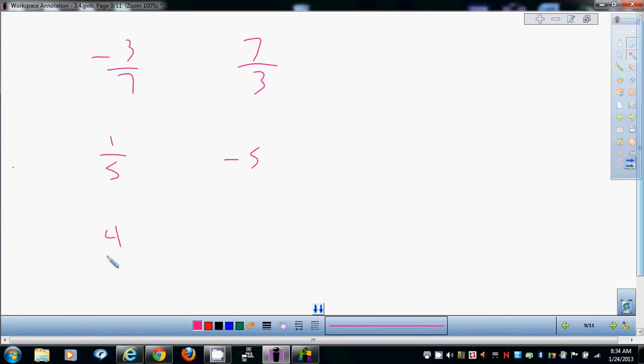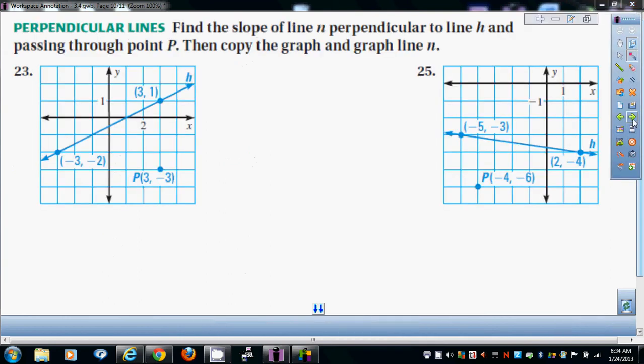Okay? Last slide. Then we're done. Find the slope of the line N perpendicular to line H passing through P. You then have to graph, but we just graphed one, so we're just going to work on finding the slopes for now. All we have to do is what we just did. I need you to find the slope of the line that's given, and then find the perpendicular slope to that line.